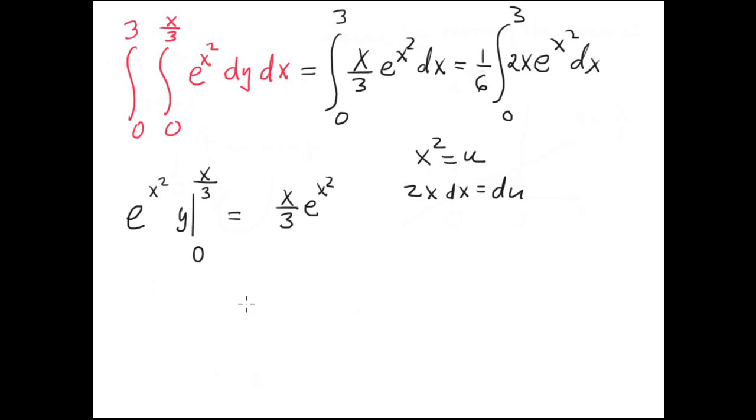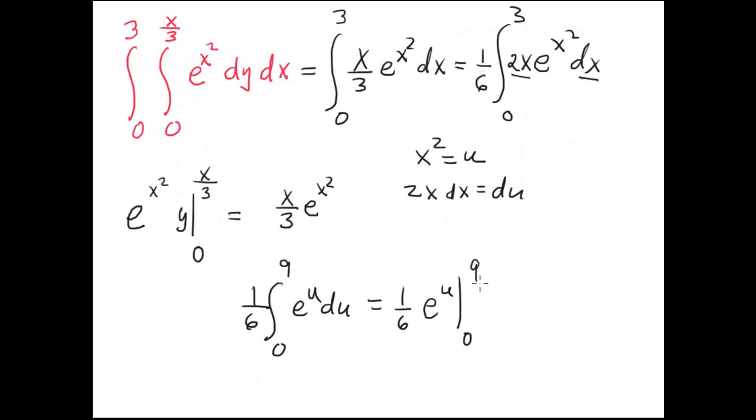Now I change everything to u. 1 over 6 integral e to the u du, because this and this together is the du. And the limits go from, x is 0, u is 0, and x equal 3 is u equal 9. It's 1 over 6 integral e to the u, which is e to the u, evaluated between 0 and 9. 1 over 6 times e to the 9 minus 1, because e to the 0 is 1. Okay, this is the answer.